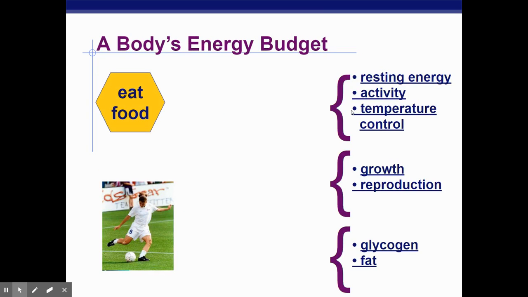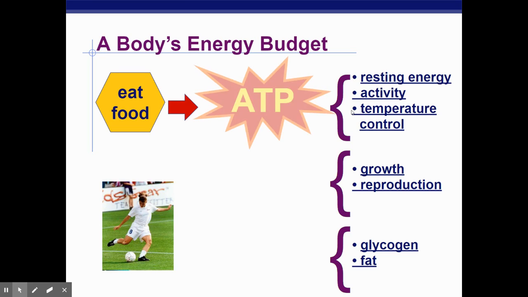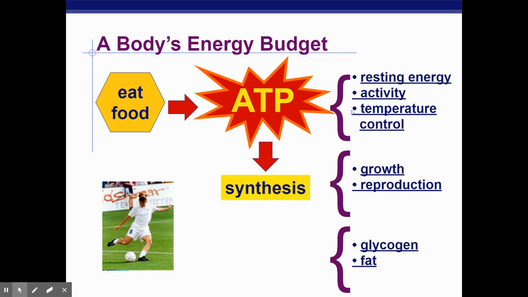So our energy budget in our body, we need to eat food for ATP. So we need energy, just resting energy. If you're just sitting there watching this video, you're using energy. Any type of activity is going to require energy. Our temperature control is going to require energy. We might need ATP for synthesis processes, for growing and reproduction. Like I said, making egg cells and sperm cells requires energy, so the body's going to need that to make those. And then storage too. Glycogen is the stored form of glucose for animals, and then fat is a good stored energy source.